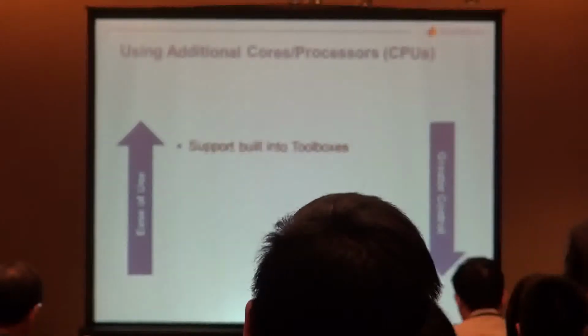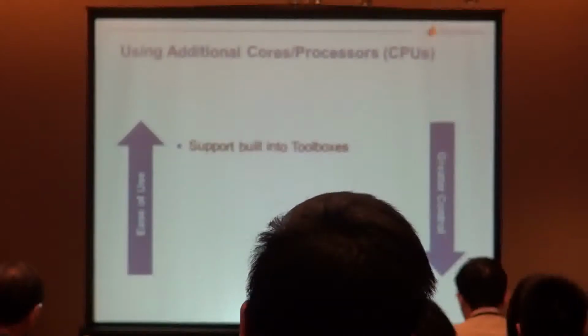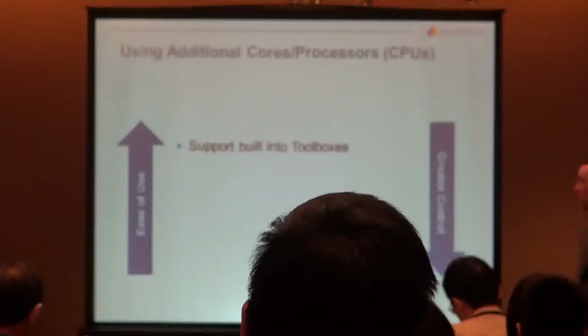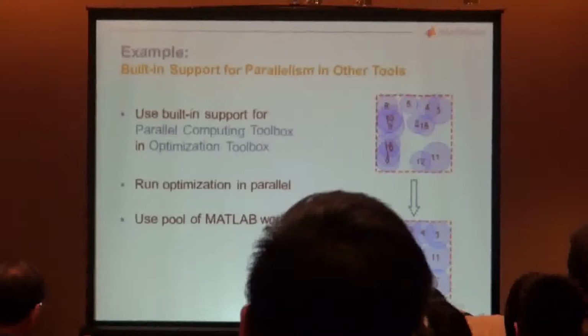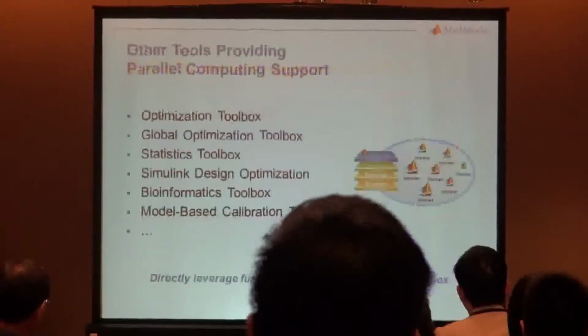We can start off with built-in support for toolboxes. Let's get my function to run faster by enabling a pool of workers, clicking an option, and letting my simulation run faster. And that's where we'll start, and then I'll show an example of the optimization toolbox.